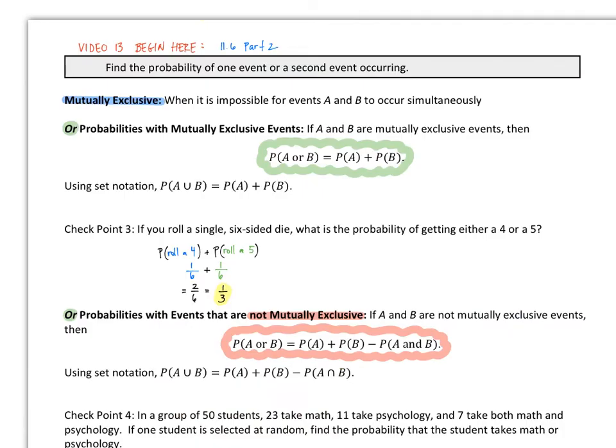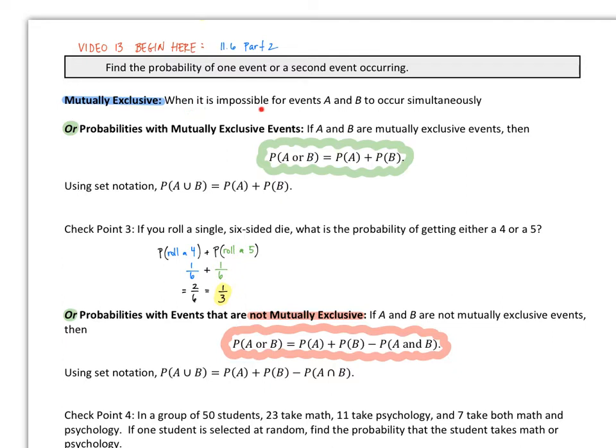Welcome to video 13. This is the second part of the 11.6 notes. So we're just continuing on with what the last video started. Now we're going to talk about the probability of one event or a second event occurring. So we need to understand the term mutually exclusive. What does it mean to be mutually exclusive?